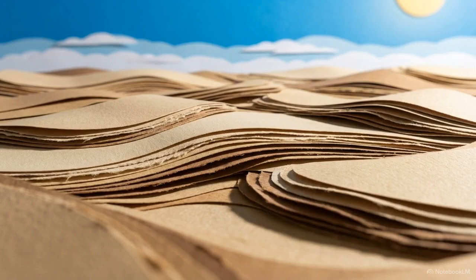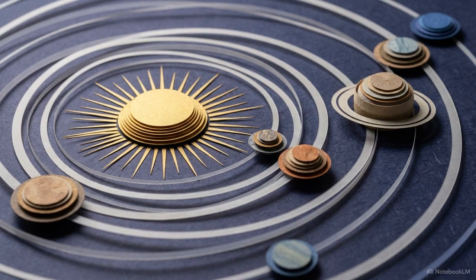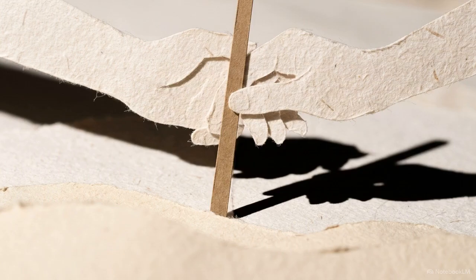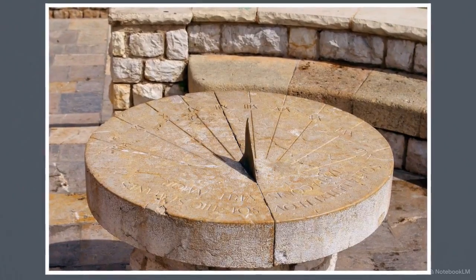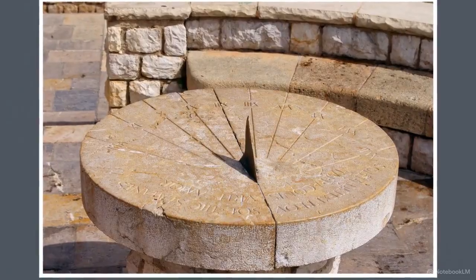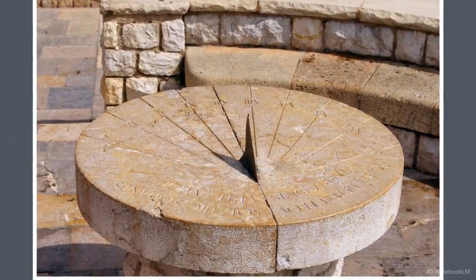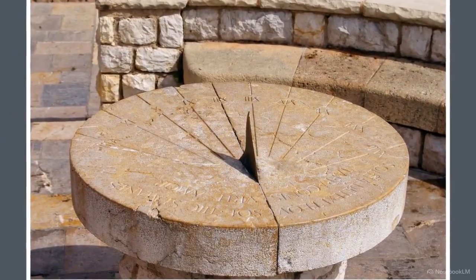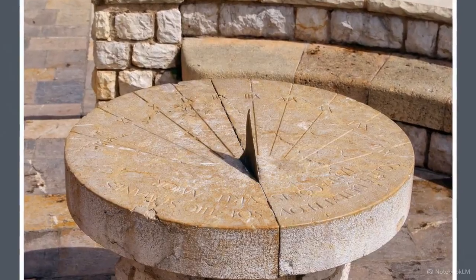We can scale our observations even further, moving from the Earth's surface to the mechanics of the solar system. It starts with the casting of a shadow. Early humans noticed that shadows shifted predictably throughout the day. By placing a stick in the ground and tracking those shadows, they invented the sundial to measure the Earth's rotation.